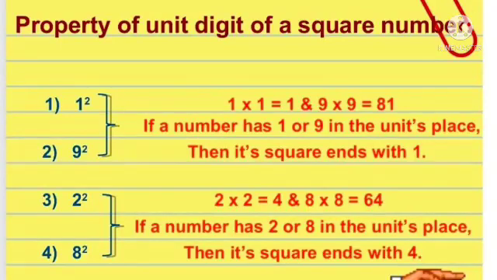Property of a unit digit of a square number. 1 multiplied by 1 is equal to 1 and 9 multiplied by 9 is equal to 81. If a number has 1 or 9 in the units place, then its square ends with 1. Another example, 2 multiplied by 2 is equal to 4 and 8 multiplied by 8 is equal to 64. If a number has 2 or 8 in the units place, then its square ends with 4.